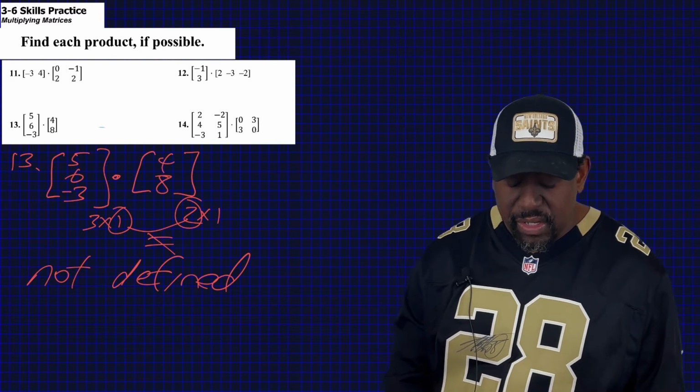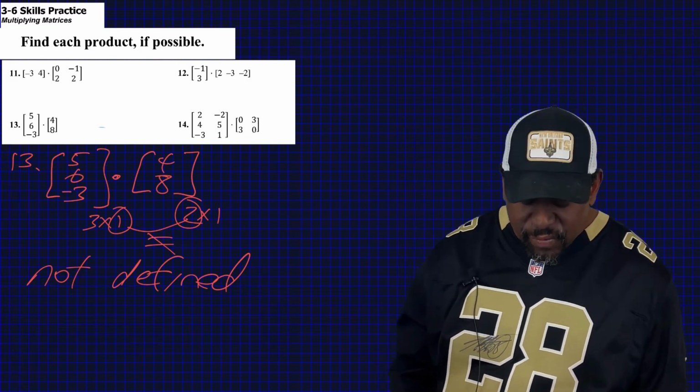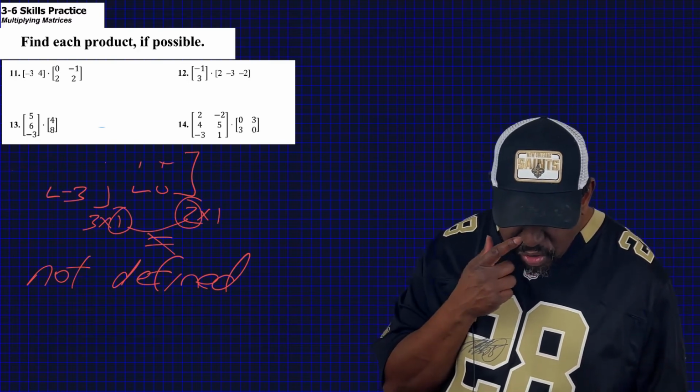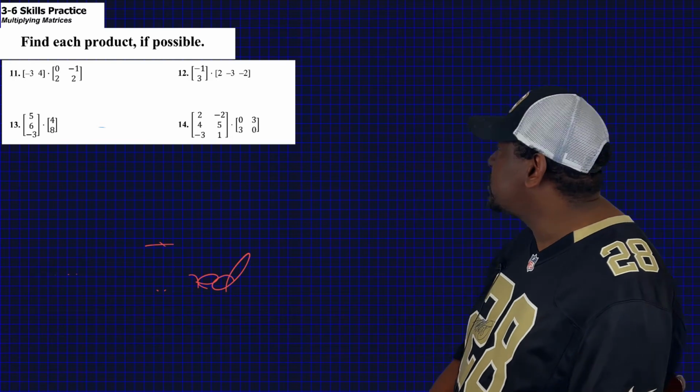So that one's very easy to do. Whenever the product is not defined, the work goes very quickly. So we're done with number 13.